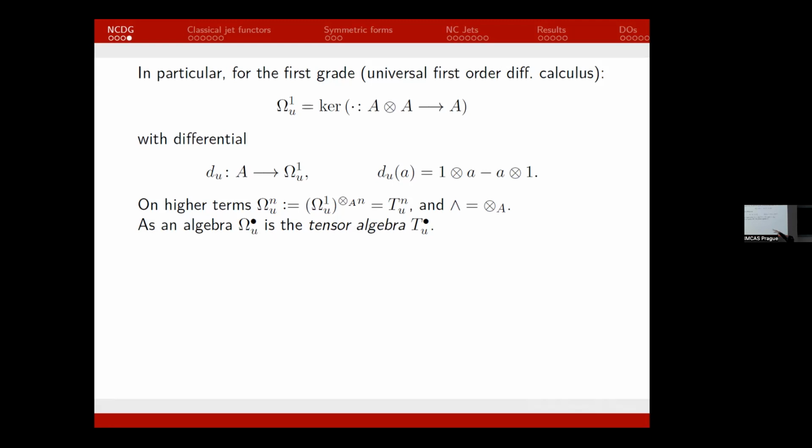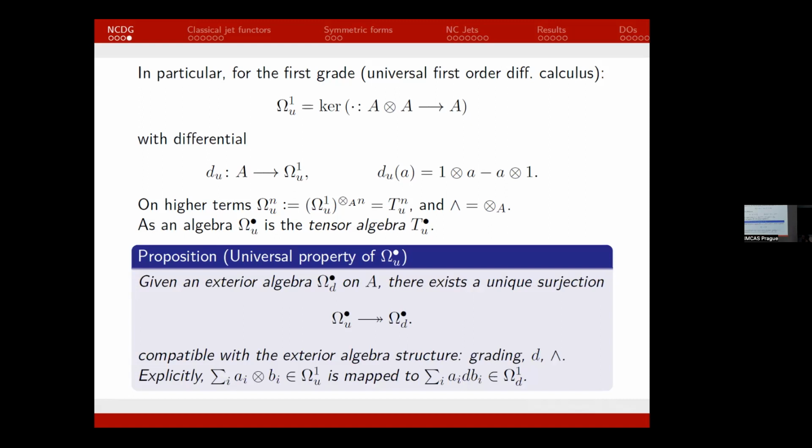And now we describe the higher terms by tensoring the first grade with itself n times. This corresponds also to the so-called tensor algebra, which will come back. And then we set the wedge product to be the tensor product. That's why, as an algebra, it is exactly the tensor algebra. And of course, the D extends to the whole algebra by linearity and the Leibniz property.